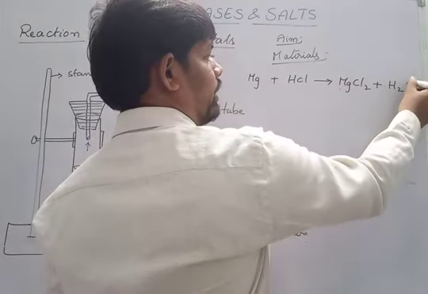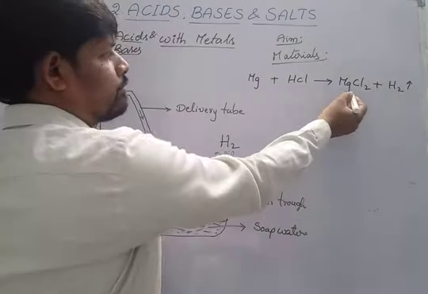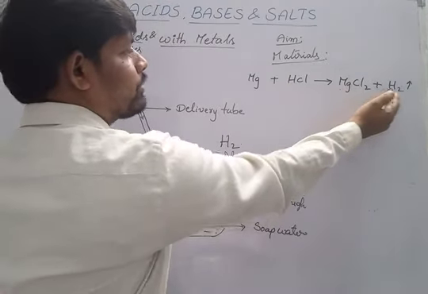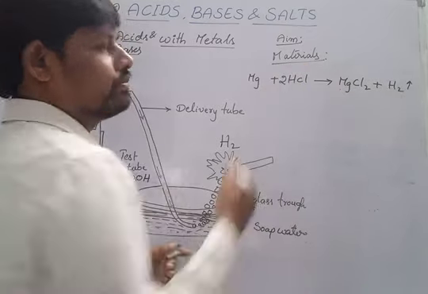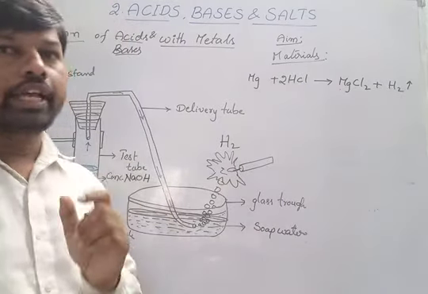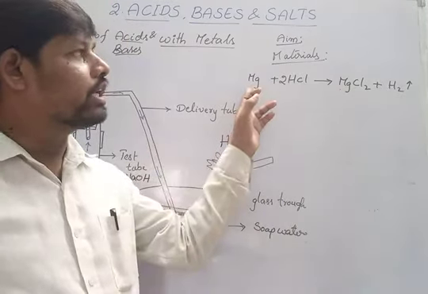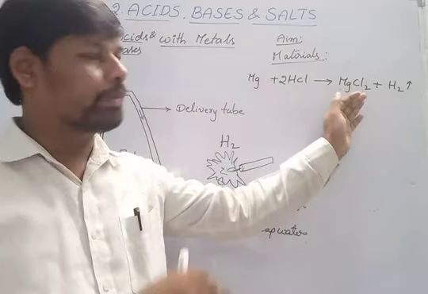Now after that we have to balance. Here Mg is 1 only, but Cl is 2 and H is 2. Then you can give here 2. So if you use MgCl2, that means it is the salt with respect to the metal.